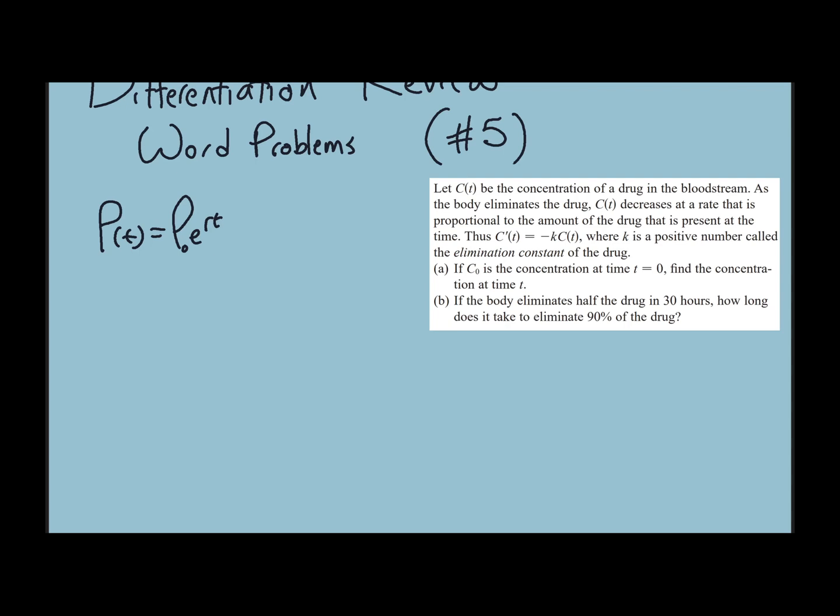And then they give you some confusing stuff. They say, thus, the derivative of the function is equal to some constant times the function, where k is a positive number. And they say that because they write minus k there, called the elimination constant of the drug. So let's just wait a second before we solve this. What does that even mean? It means that the derivative is basically a number times the original function. And that's what e to the x does. If I have y equals e to the x, y prime is going to be e to the x. So they're saying y prime equals y here. See how they're the same?